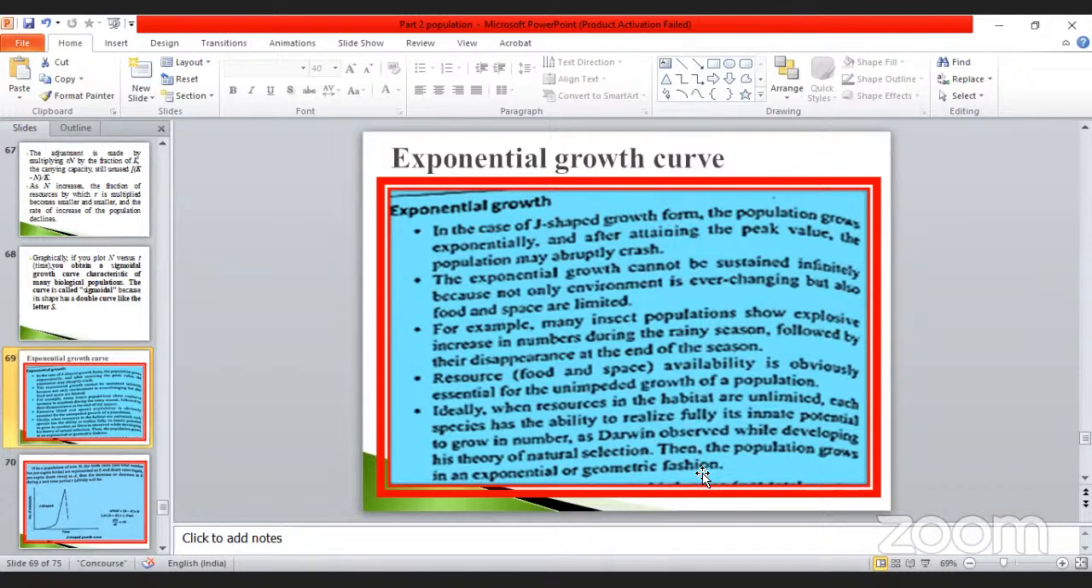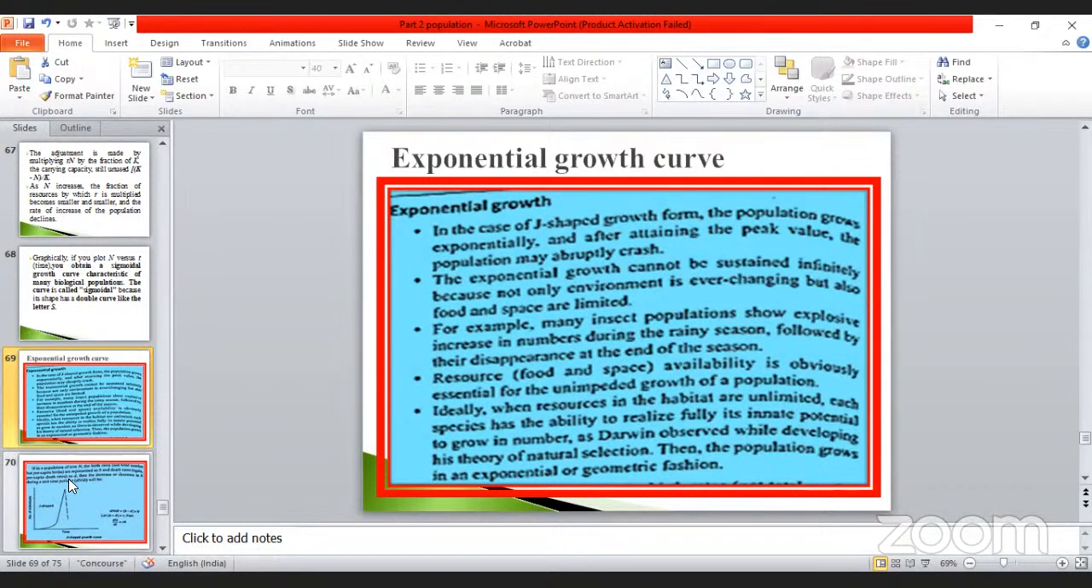When the natural resources are high, the population density is also very high. When natural resources go down, automatically the population growth also goes down. So it depends upon the geometric fashion and also environmental factors, like that Darwin stated. Okay, my dear, this is very, very important.